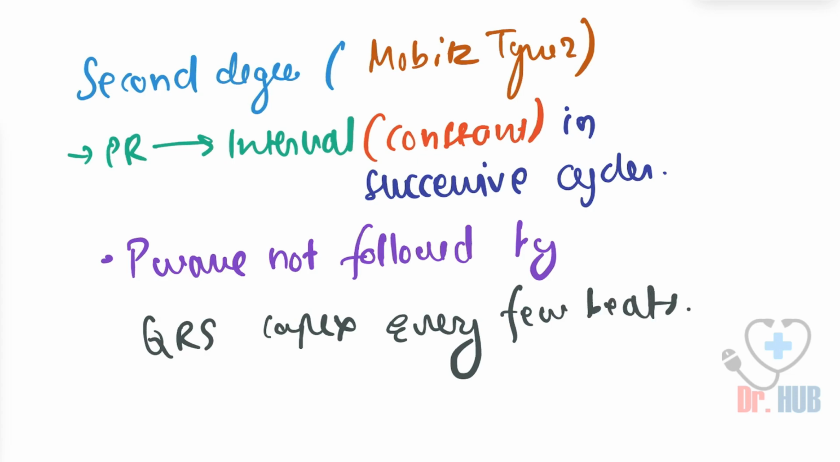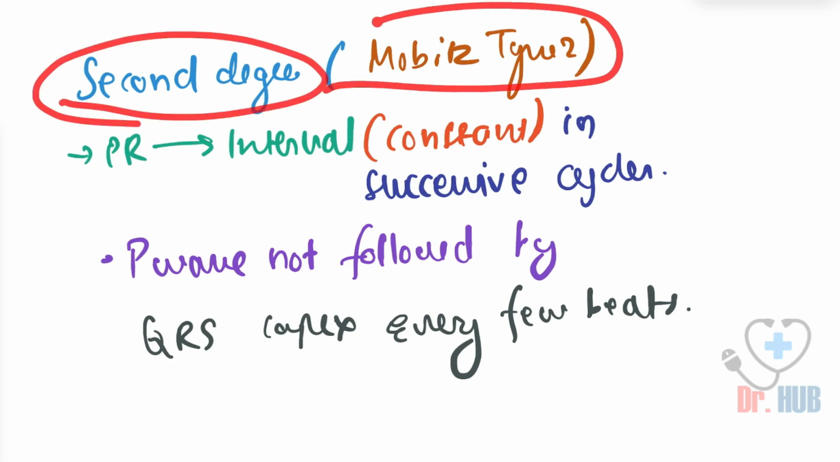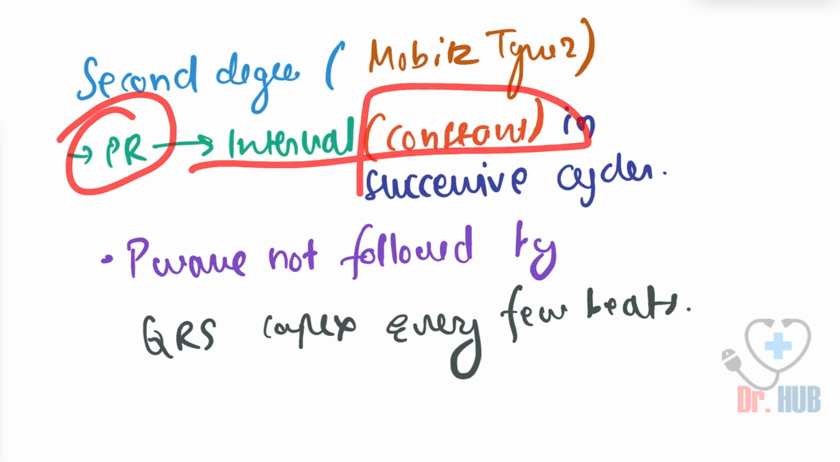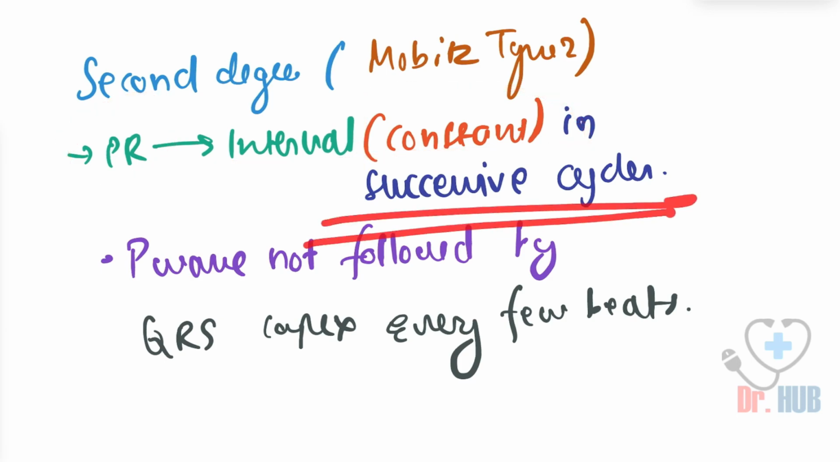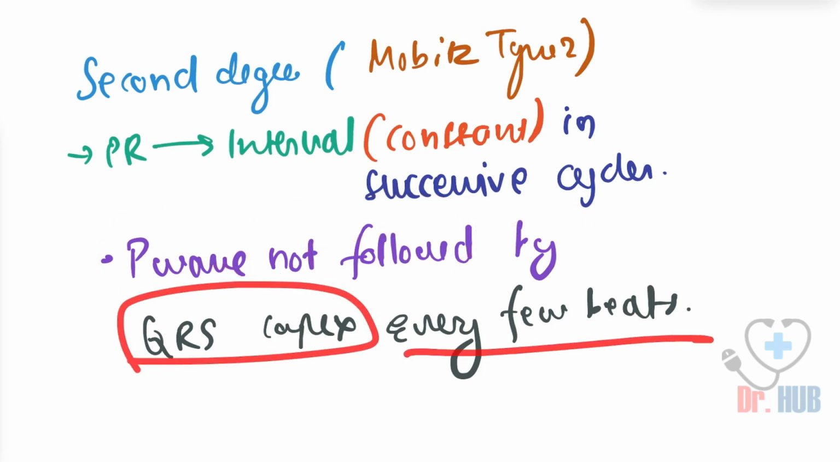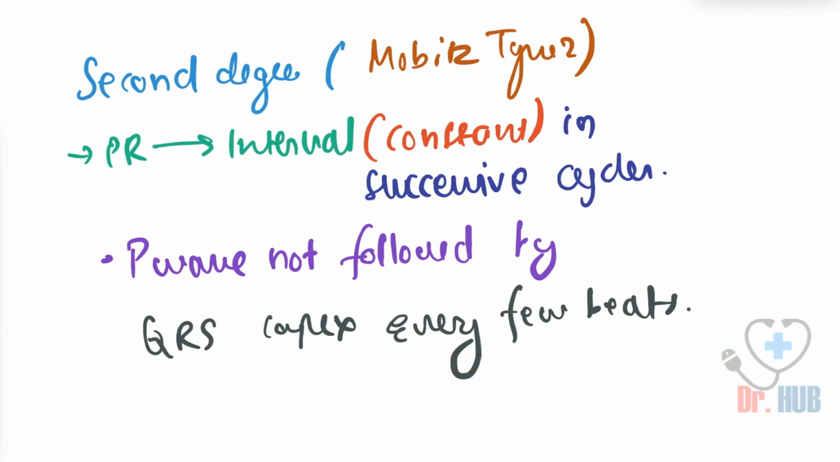Now, just to recap what we saw, the question was about the second degree heart block, that is Mobitz type 2. Here the PR interval remains constant in successive cycles. The P wave is not followed by the QRS in every few beats. So this was about the types of heart blocks and their ECG findings.